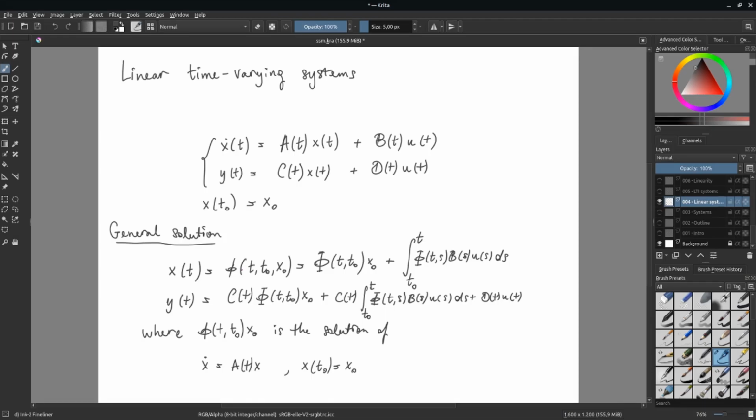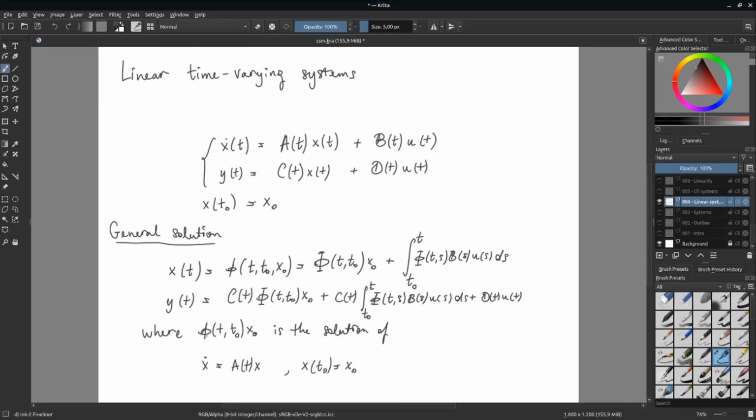So that's basically the solution starting from t0 with x0 and after time t. And it's equal to big phi of t, t0 times x0, plus a big integral from t0 to t of, again, this big matrix phi of t, s times B of s times u of s. So essentially you're adding the input back into your state over time. And then y of t is simply C of t times this, plus D of t.